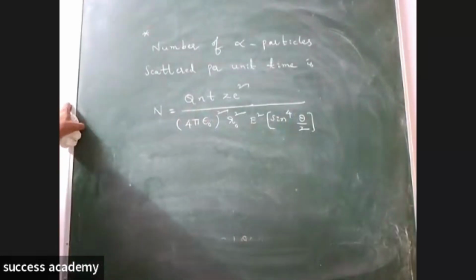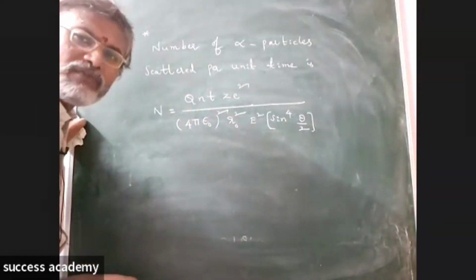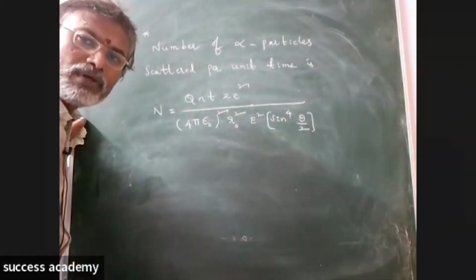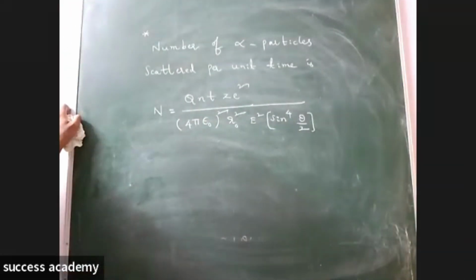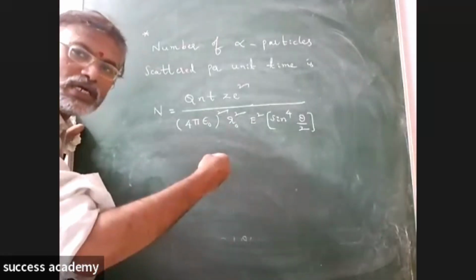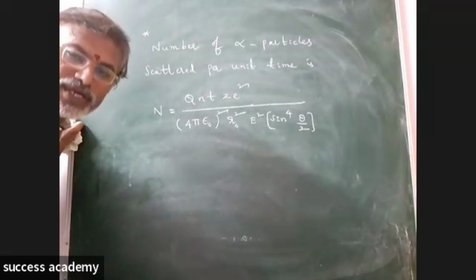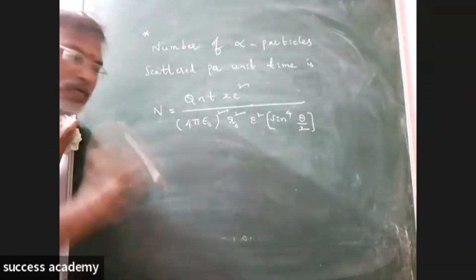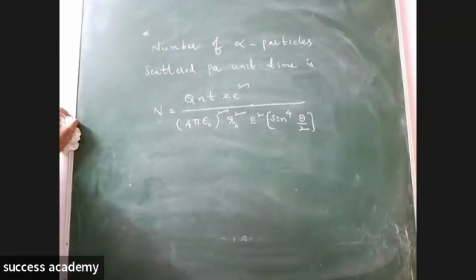Write down: Q is equal to the number of alpha particles incident. What is the meaning of incident? It means how many alpha particles are moving towards the target nucleus. That's nothing but incident. Then what about the N? N is nothing but the number of atoms in the gold foil.